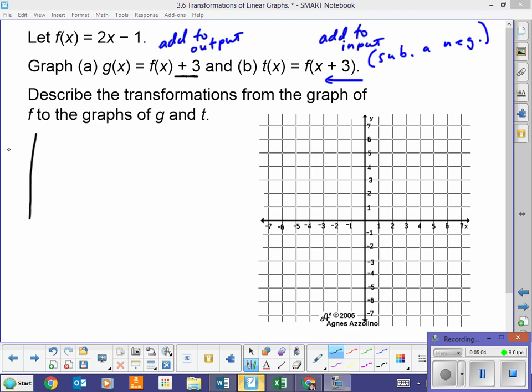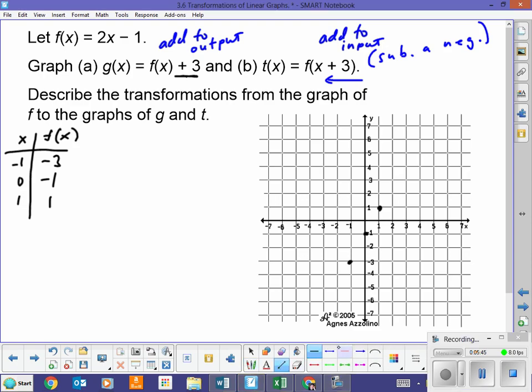I'm going to set up a little t-table here: x and then f of x. I'm just going to use -1, 0, and 1. If x is -1, then f of x will be -2 times... -2 plus -1, -3. If x is 0, then f of x will be -1. And if x is 1, 1 times 2 is 2, 2 minus 1 is 1. I'm going to plot those 3 points here: (-1, -3), (0, -1), and (1, 1). Those are my 3 points.